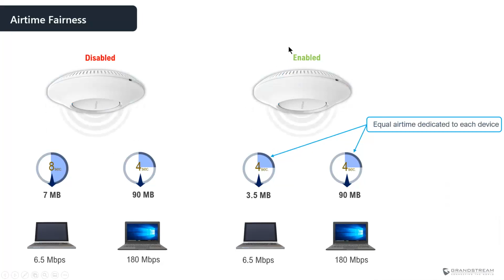When you enable airtime fairness, you basically divide the time between the two. So the high rate device will not have to wait for 8 seconds. They're going to use equal time to send their data. The advantage of enabling airtime fairness is that the high rate devices will not get slowed down by slow devices. However, the slow devices will become even slower because now they have less airtime to transmit their data. So every setting has its own benefit and disadvantage.